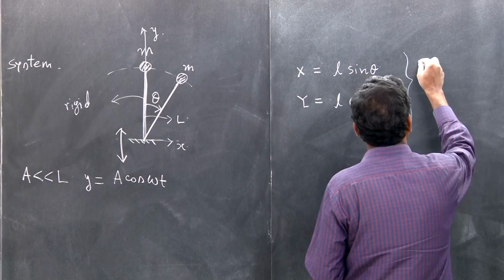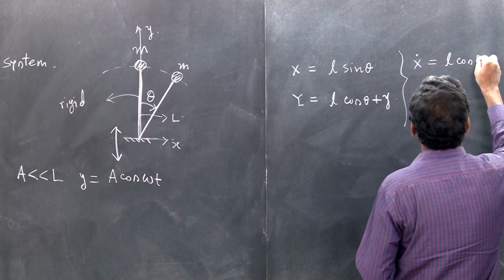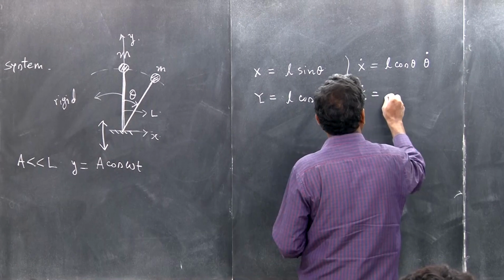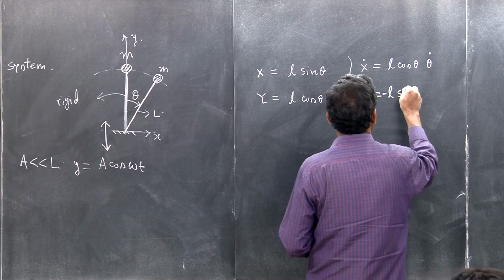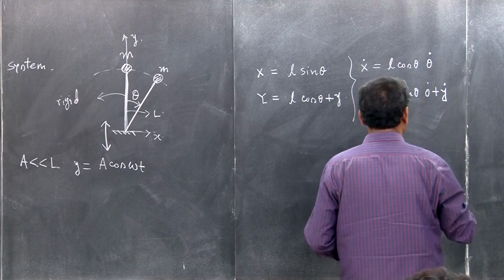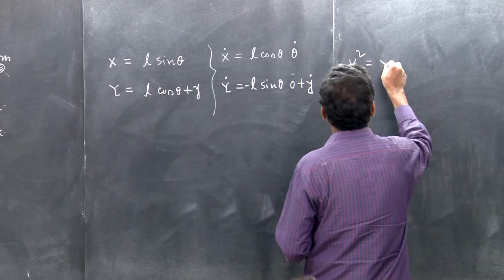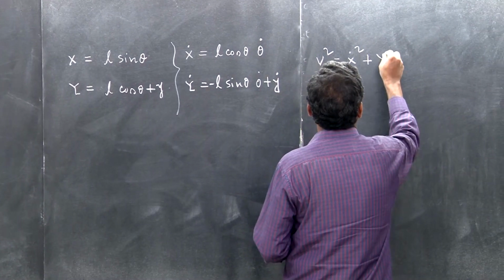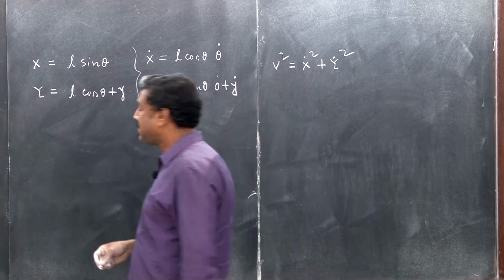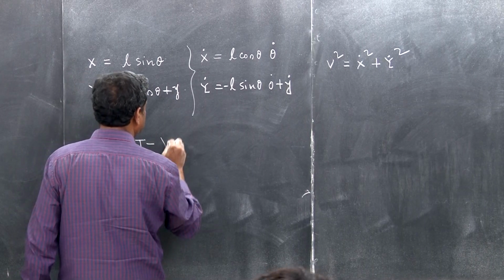So then what is x dot? X dot is L cosine theta into theta dot, right, and the time derivative of Y is minus L sine theta into theta dot plus y dot, right. So we calculate velocity squared, which is nothing but x dot squared plus y dot squared. You have to calculate velocity because when you apply the principle, the Lagrangian is what? The Lagrangian is kinetic energy minus what? Potential energy, right?